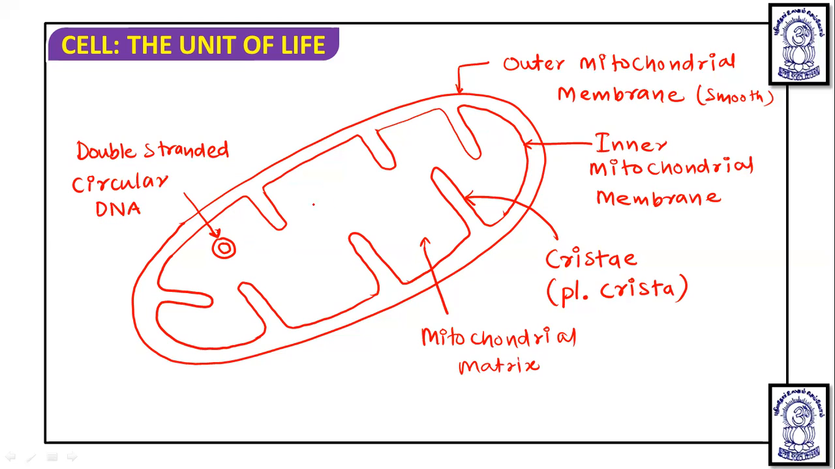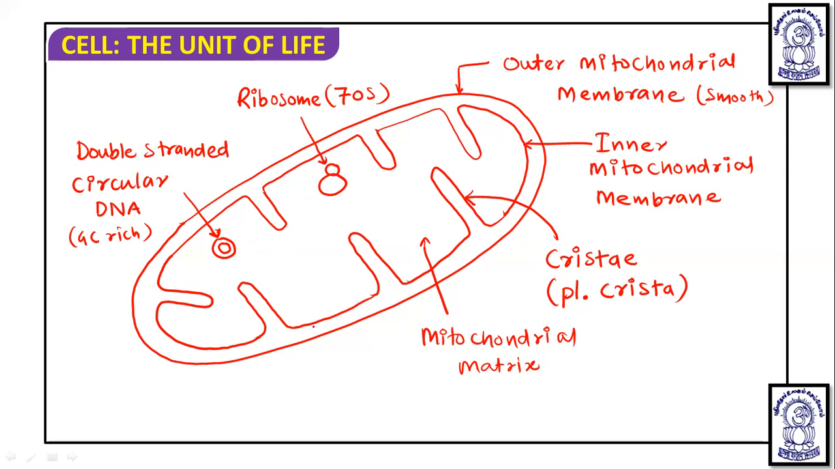And apart from this, you will see one more thing, that is a ribosome. They have their own ribosome, and this ribosome is of 70S type. Their circular double-stranded DNA is GC rich. GC rich means guanine and cytosine rich DNA is there in this particular DNA.